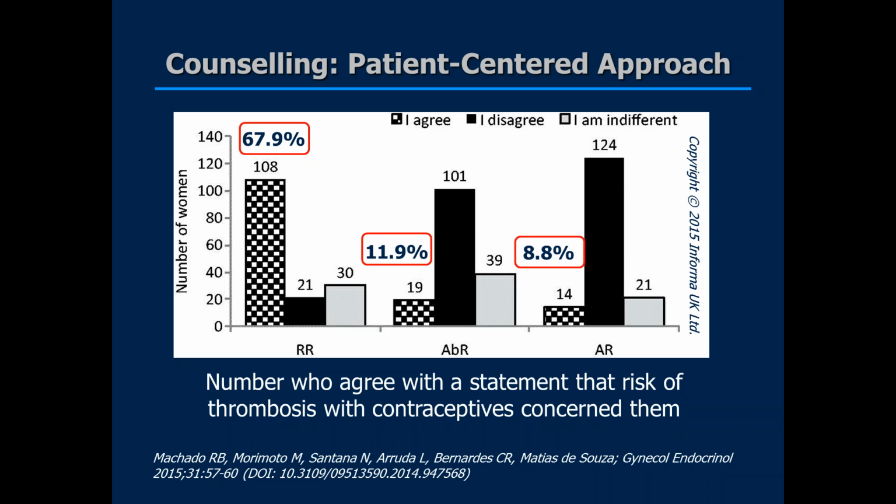Most of the women, about 68%, were concerned about the risk of venous thromboembolism when the results were presented as a relative risk, i.e., combined oral contraceptives increase your risk of thrombosis at least fourfold. Conversely, they showed much lower concern when that data was appropriately presented with absolute risks or attributable risks.